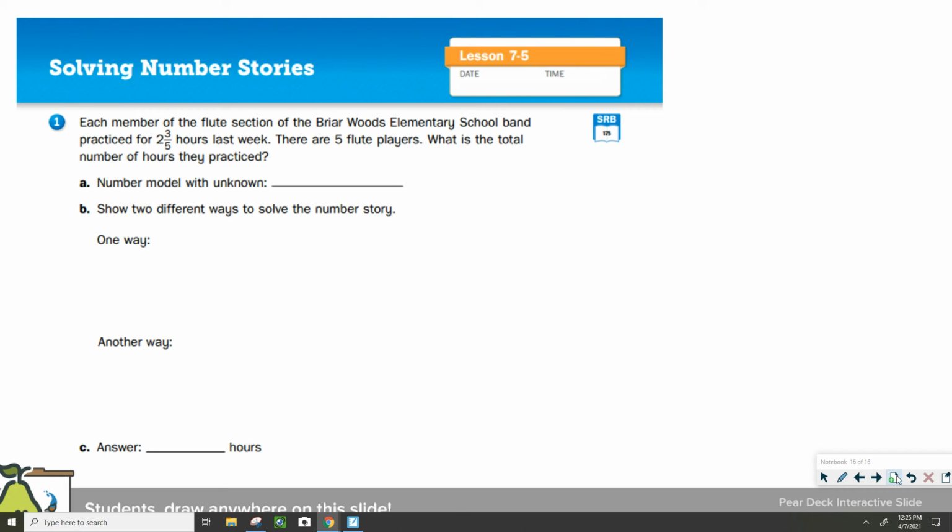Okay, so today you guys are going to be practicing doing some of these different examples. This one says, each member of the flute section of the Briarwoods Elementary School band practiced for 2 3/5 of an hour last week. There are 5 flute players. What is the total number of hours they practiced? So each one is doing this, 2 3/5 times 5. And that's going to be a number model with an unknown, and I would say H for hours. I can show that in 2 different ways.